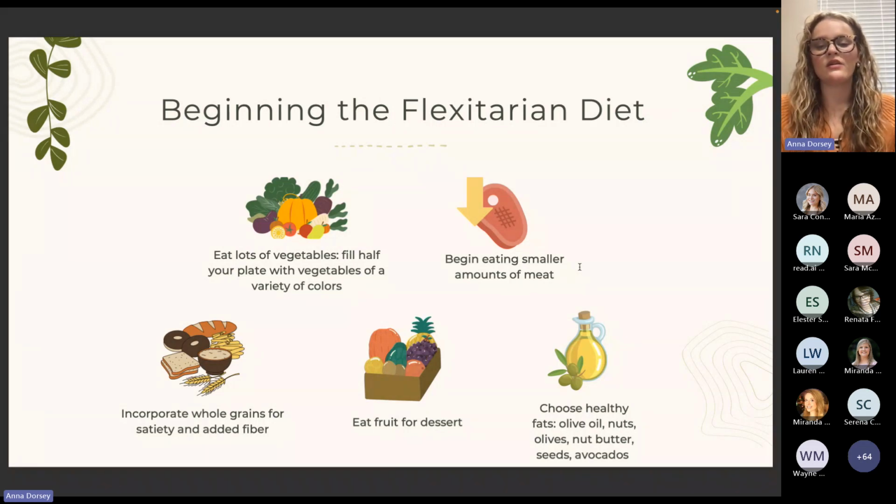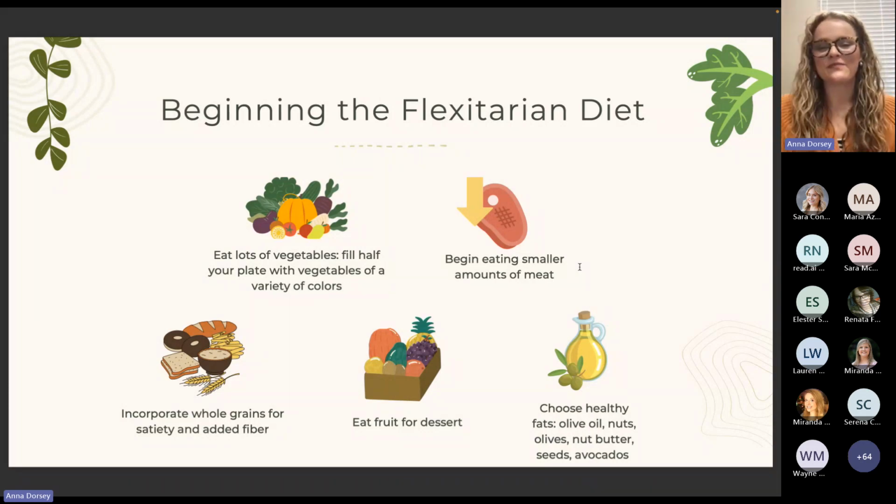And then we also want to begin to eat smaller amounts of meat. This does not mean eliminating meat from your diet. This does not mean never eating meat again. I need to go vegetarian. This is not called vegetarian. It's called flexitarian because it's flexible.